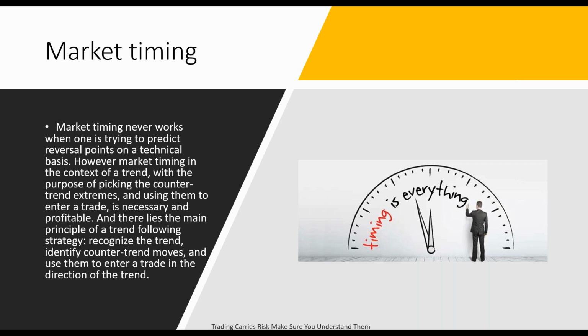Because market timing is everything. Market timing never works when one is trying to predict reversal points on a technical basis. However, market timing in the context of a trend, with the purpose of picking the counter trend extremes and using them to enter a trade, is necessary and profitable. And therein lies the main principle of trend following strategy: recognizing the trend, identifying counter trend moves, and using them to enter a trade in the direction of the trend.